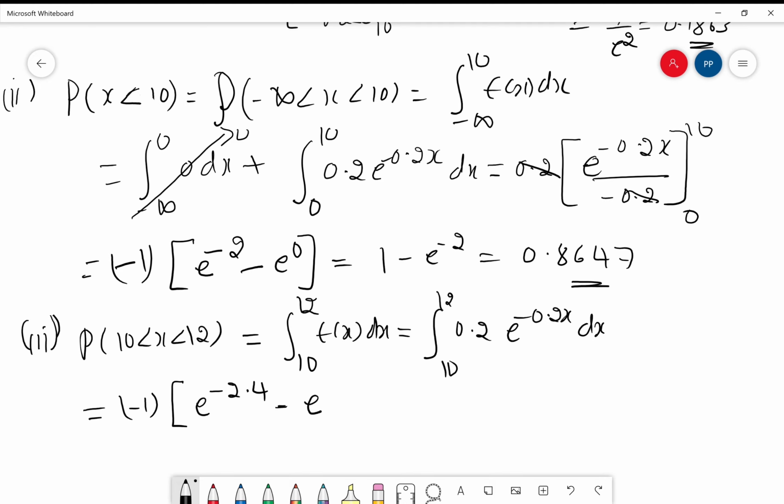So you're getting e to the power of minus 2. You calculate this and simplify, or you can write it as e to the power of minus 2 minus e to the power minus 2.4. Calculate this, and that is the required probability. That means problems on this are very simple. We are always given the mean. Knowing the mean, you have to find alpha. Then substituting, you write the function, then write the PDF and find the required probability.